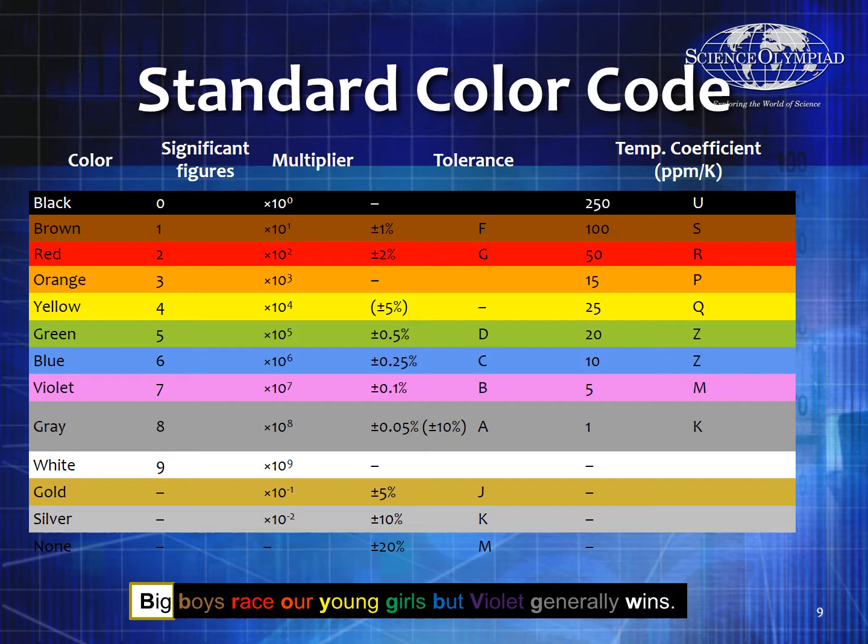You will also find that generally speaking, it's going to be gold, silver, or none. However, in some cases, they will use one of the other colors like brown or red or green as tolerance markings for very, very high tolerance or very, very low tolerance resistors.